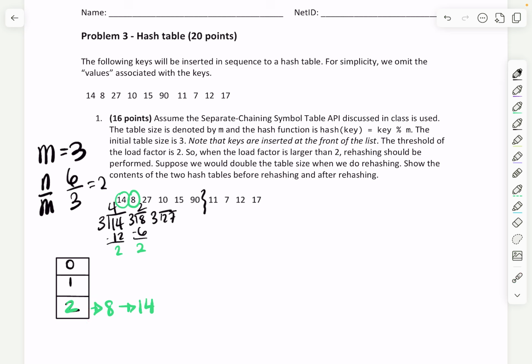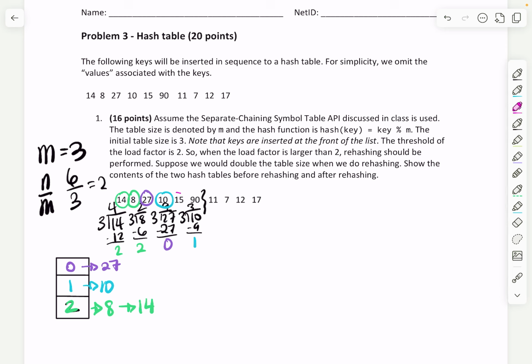3, 27, that's 9. 27, 0. Now we have 0. So 27's hash is 0. That means you're going to go where 0 is, and you're going to plug in 27. Now let's do 10. So 3, 10, 3, 9, 1. So this is 1. That means the hash for 10 is 1. So where you see 1, you're going to plug in 10.